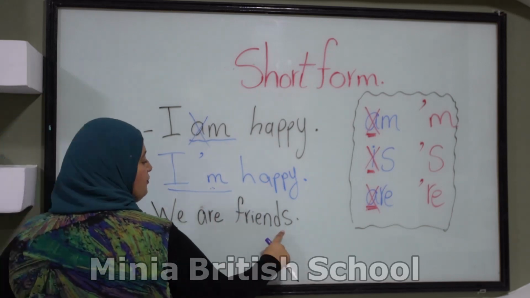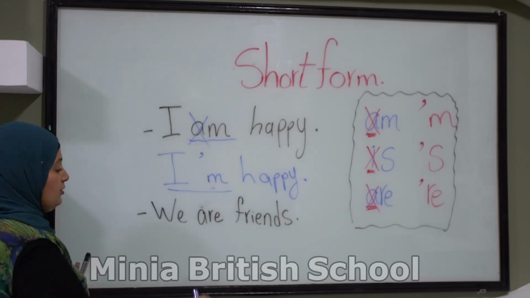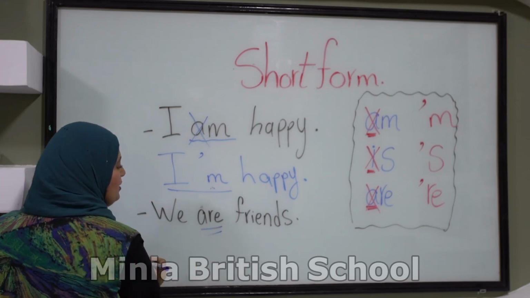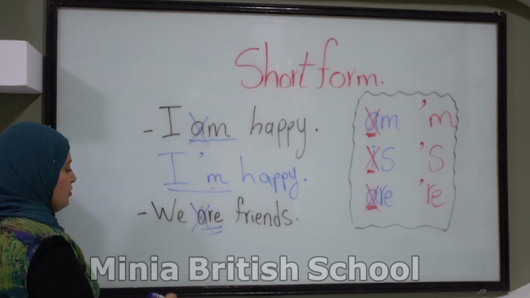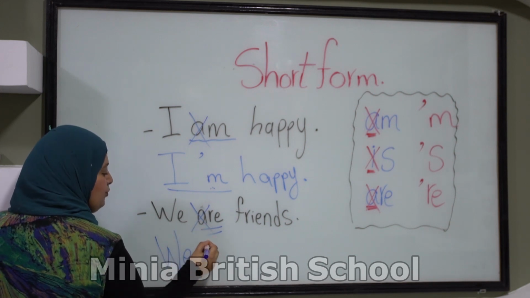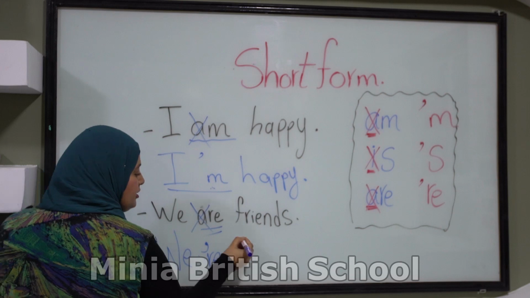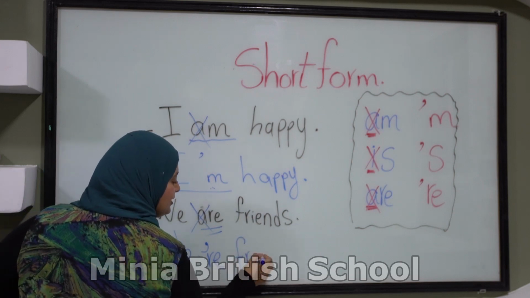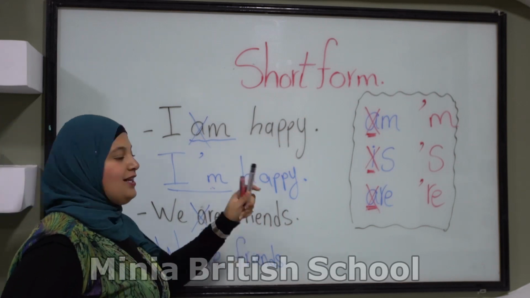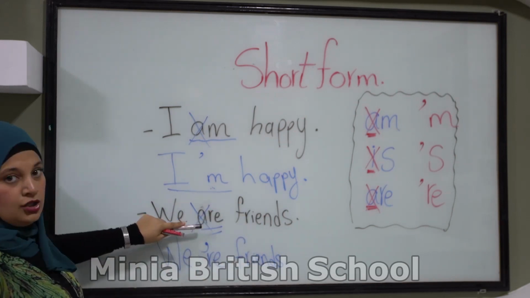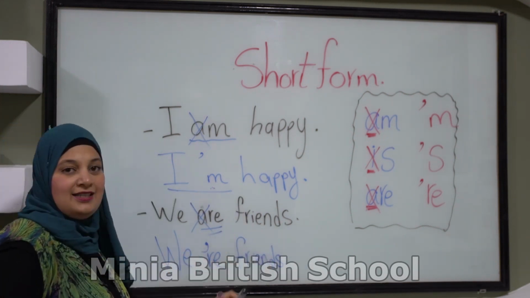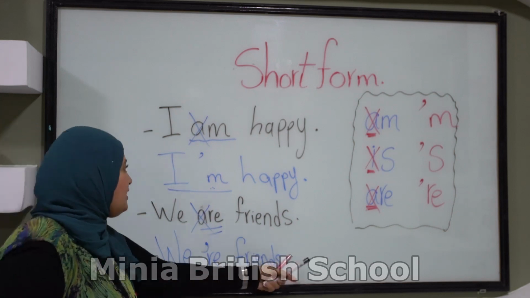Okay, let's see. We are friends. I'll make the short form for what? For are. Excellent. So what will I do? Omit the first letter and write we. I will make the apostrophe. We're friends. Let's read it. We are friends. And this is not the short form. Let's read it with the short form. We're friends. We're friends. I didn't say we are, I say we're friends.